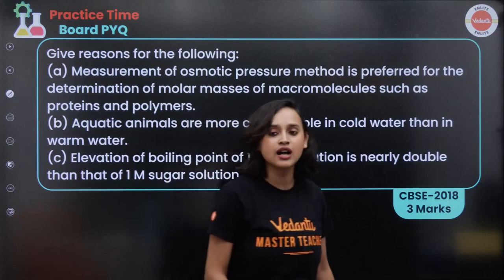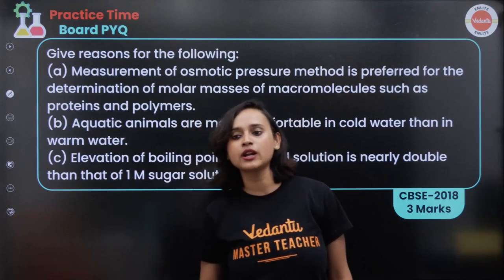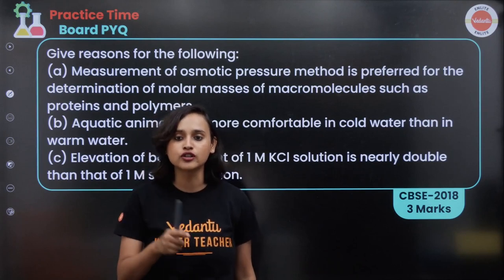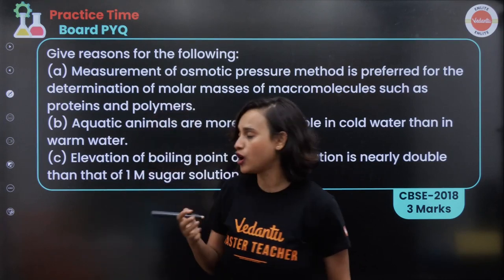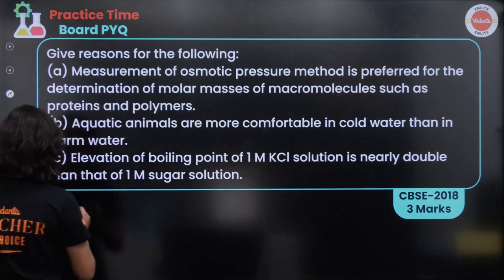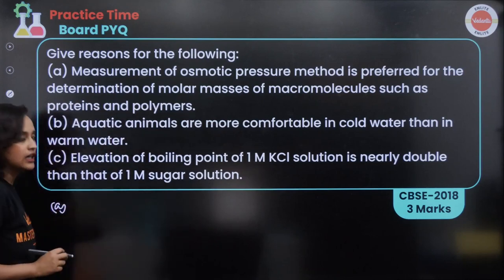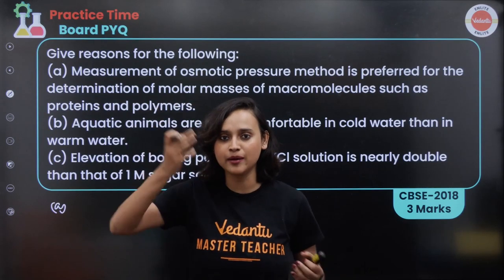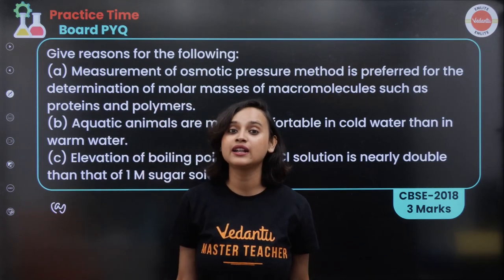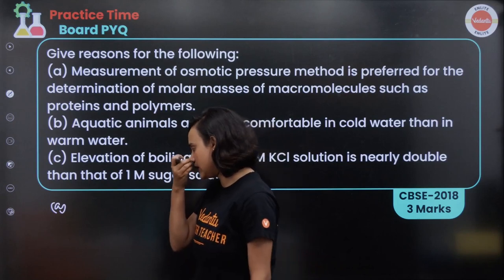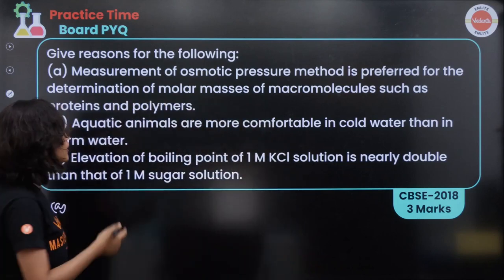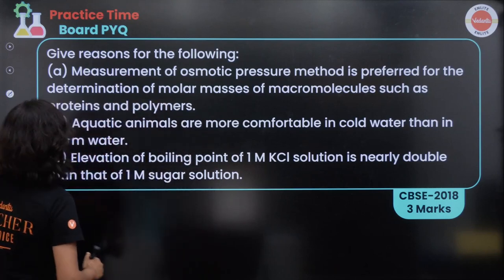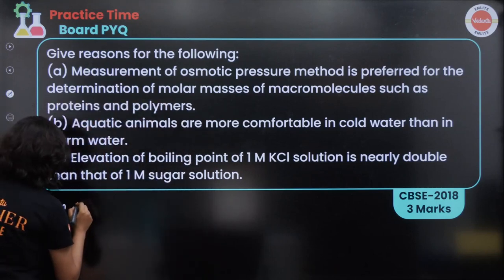Give reasons for the following. This has come for 3 marks, everybody. Measurement of osmotic pressure method is preferred for determination of molar masses of macromolecules such as proteins and polymers. Why? You have heard that, right? Proteins and macromolecules, what happens at higher temperature? Yes, absolutely. They are not stable, okay? And osmotic pressure is measured at room temperature. That's why. So, let's write that down.